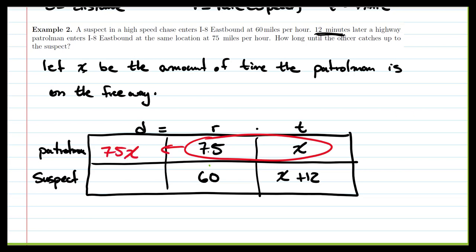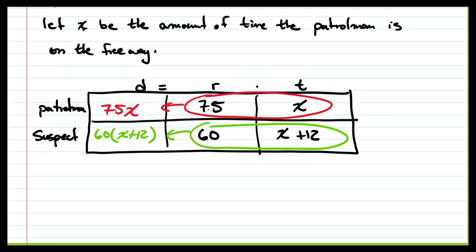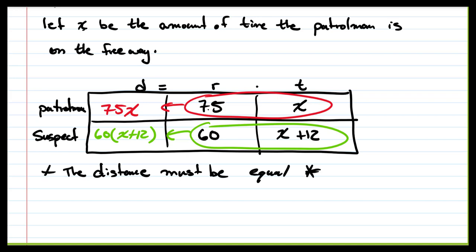And the distance traveled by the suspect is going to be 60 times x plus 12. So now, for the patrolman to catch the suspect, they have to be in the same place. That means that the distances that they traveled must be the same. So the distances must be equal. That's really our key idea here.